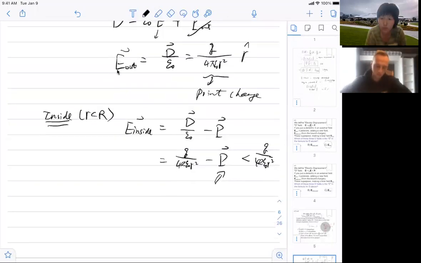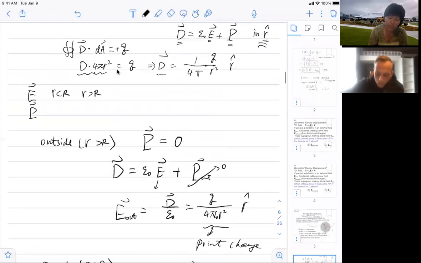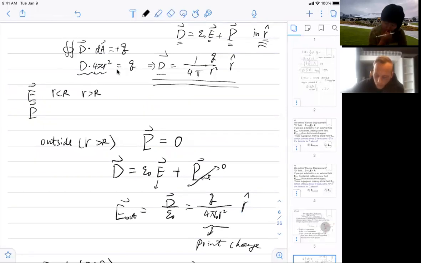But we need to know what exactly the polarization is. We need to know what kind of material it is before we can calculate the exact expression for E inside. Right? But here, what we can see it's going to be a smaller E field, a weaker E field inside. All right, so it turns out the inside and outside have different E field, you have different polarization, but D is the same regardless if you're inside or outside. So this is a quick example of showing how we use displacement field to do our calculation.